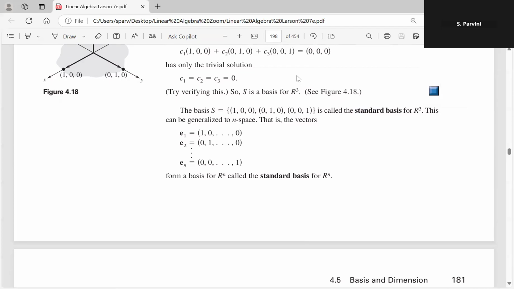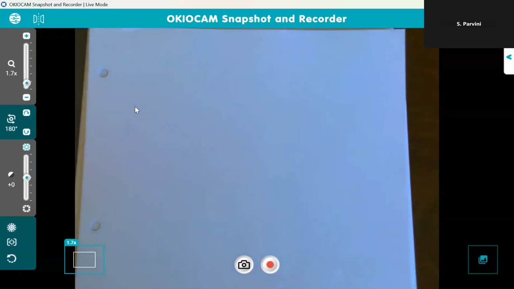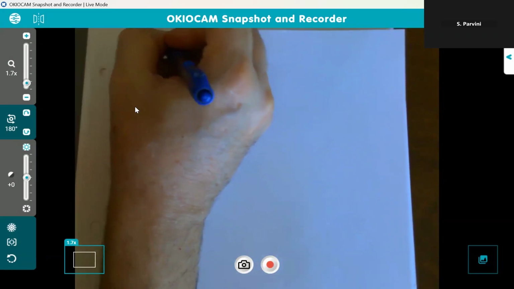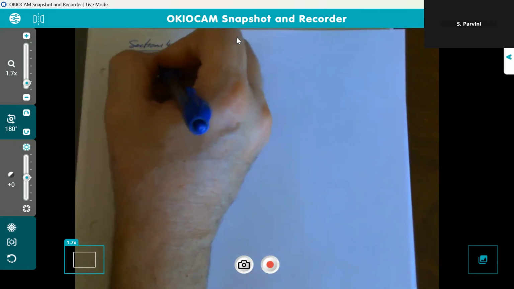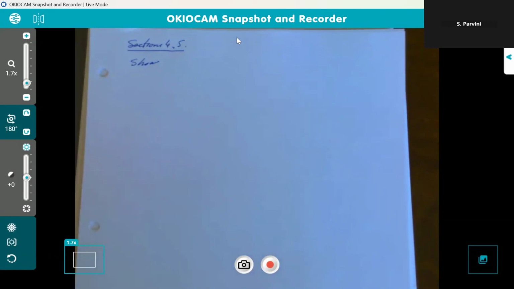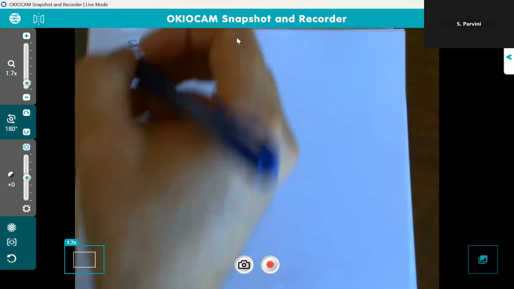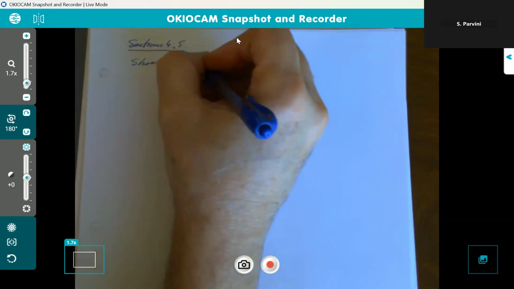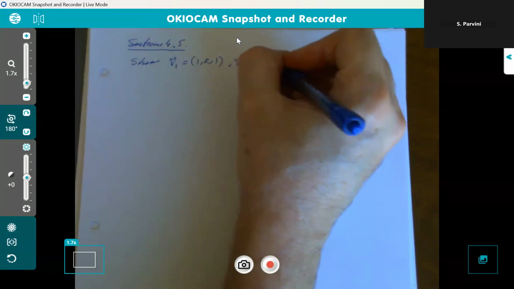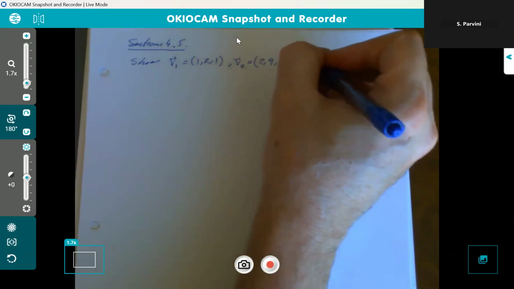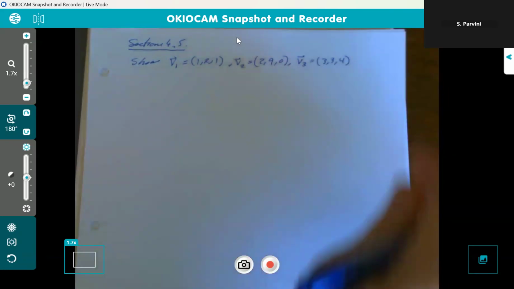Okay, so let me do an example right off the bat so we can clarify this. We're in section 4.5, and in this example I'm going to make up 3 vectors. Vector 1 is (1, 2, 1). Vector 2 is (2, 9, 0). And vector 3 is (3, 3, 4). So I made up 3 vectors.